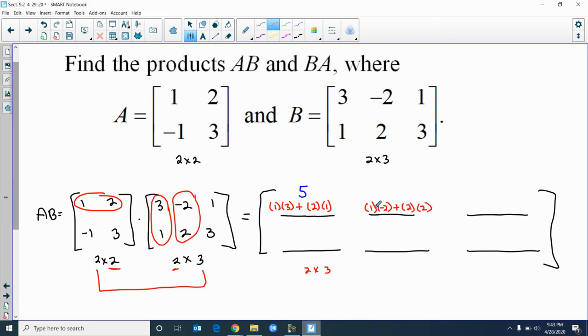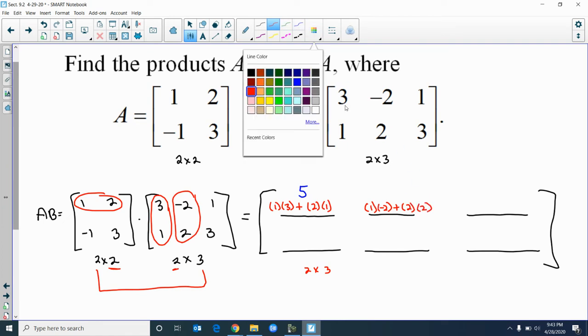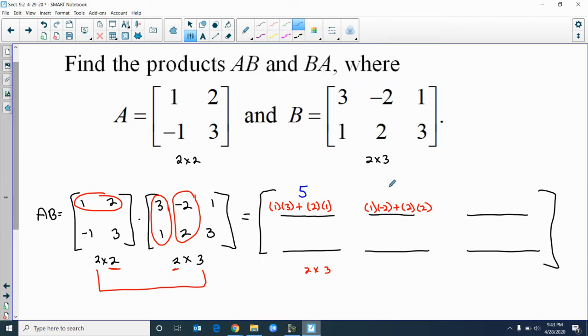And then that gives me -2 plus 4, which is 2. So that's going to be in that spot. And then row 1 times column 3. You keep going all the way across the columns. That's going to be 1 times 1 plus 2 times 3. Well, that gives me 1 plus 6, which gives me 7. Okay, 1 plus 6 is 7.